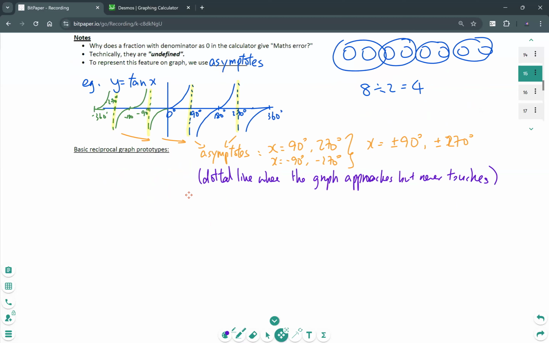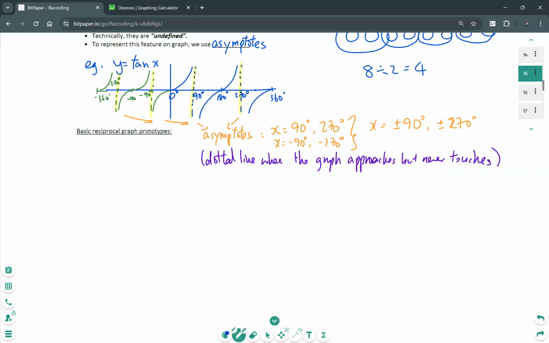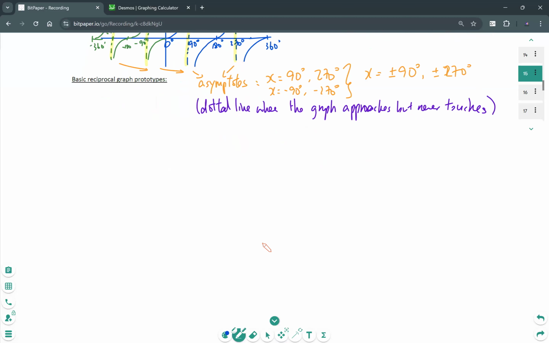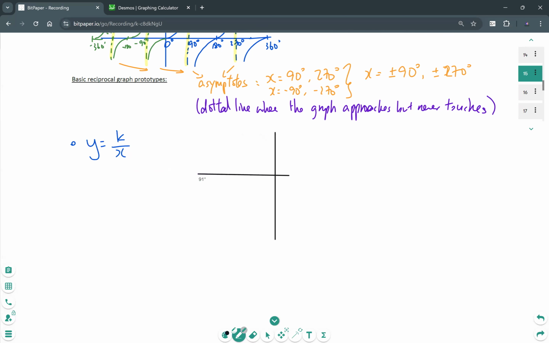So reciprocal graphs. There are 4 prototypes that you need to know. You probably have seen this in GCSE. The first one is y equals k over x. Well, what does it look like? Let me draw x and y. Let me copy and paste this because we'll need it later for the next one. So y equals k over x. Imagine y equals 1 over x, 2 over x. Do you remember what the graph looks like? It looks like this.